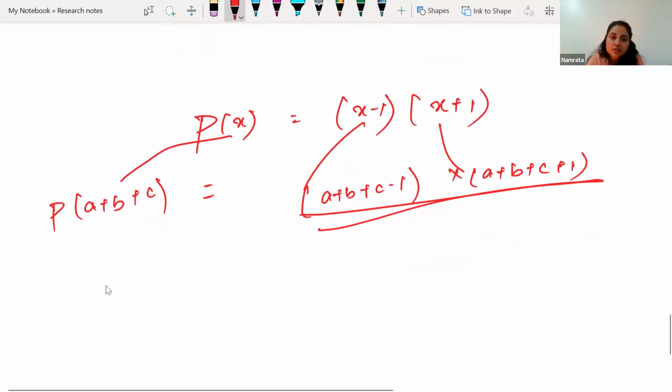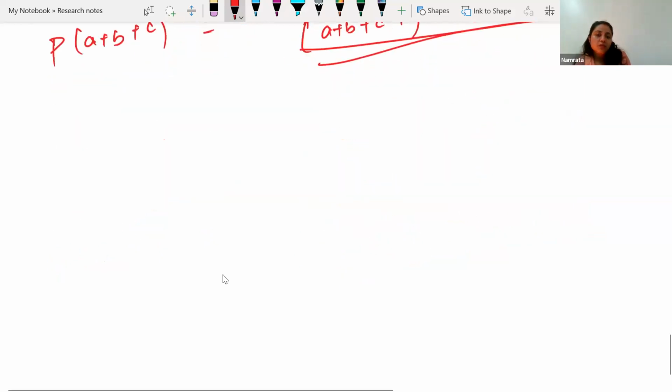Okay, so the next one is remainder theorem. Basically, remainder theorem says there is a long division method which we will be discussing just after a while. Let's discuss that and then we will come to remainder theorem.